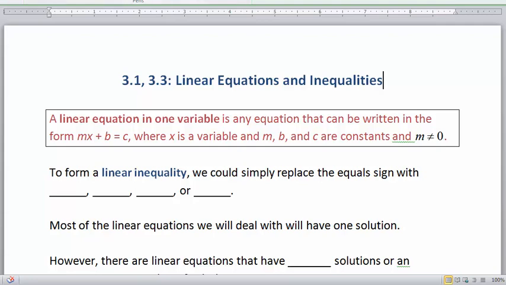A linear equation in one variable is any equation that can be written in the form mx plus b equals c, where x is a variable and m, b, and c are constants, and m does not equal zero.